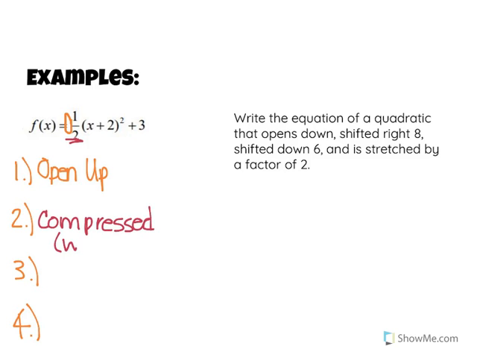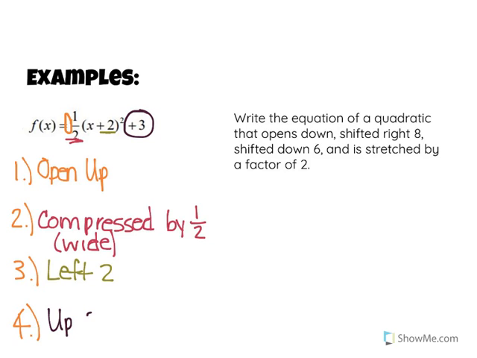So it's going to look pretty wide, and we can even say compressed by 1/2. And then this +2, remember we want to think opposite, so this is actually going to the left 2. And then this +3 at the end, it's going up 3, because remember that k value at the end is just normal, so it's shifting up 3.